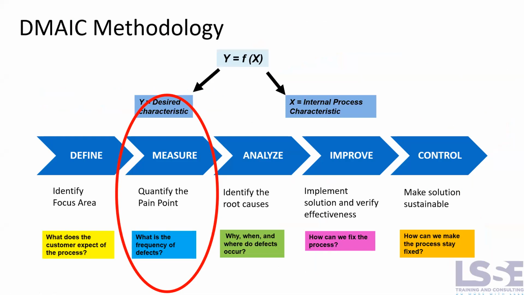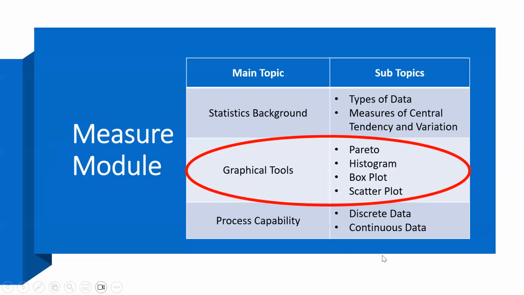So just a recap, we are now in the Measure Phase. We have covered Define, and in Measure Phase, we covered the first part last week, where we had an overview of statistics. Last week, we also covered two types of data, and then the measures of central tendency and variation. For this part, we are going to discuss the graphical tools that are used for yellow belt, and primarily we'll be covering tools like Pareto, histogram, box plot, and scatter plot.